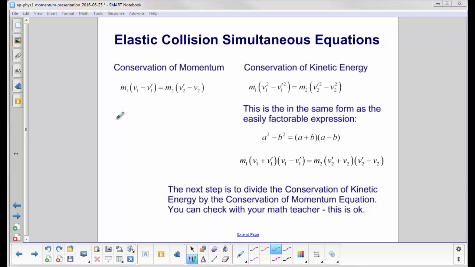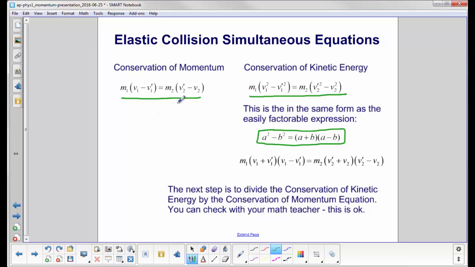We'll repeat where we got to with the last slide. Here's what we have from conservation of momentum, and here's the conservation of kinetic energy, and you were asked, does that look familiar? One of my favorite things to factor is right here. If you have a squared minus b squared, that's equal to a plus b times a minus b. So in this case, the role of a is taken by v1, and the role of b is v1 prime, or v2 prime and v2 in the second case. So we're going to factor this out into this expression here.